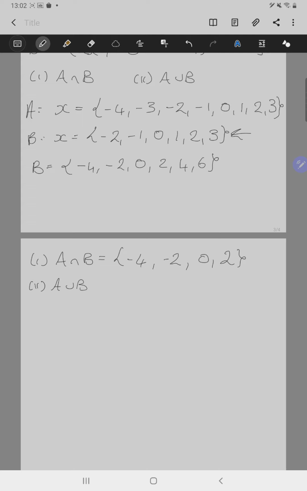For A union B, the union combines all of the elements of the two sets. If they have the same element, you don't list that twice. So each element is only put in once, but it's all of the elements in A as well as all of the elements in B. So we have minus 4, minus 3, minus 2, minus 1, 0, 1, 2, 3, 4, and 6.